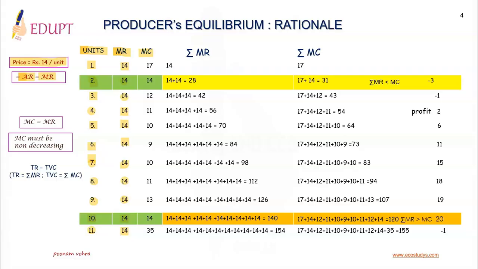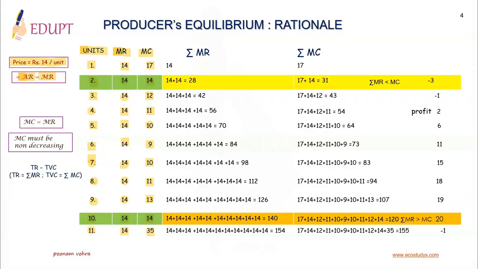Marginal cost varies from 17 when 1 unit is produced and sold, 14 with 2 units, 12 with 3 units, 11 at 4 units, 10 at 5 units, 9 at 6 units, 10 at 7 units, 11 at 8 units, 13 at 9 units, 14 at 10 units, and 35 at 11 units.